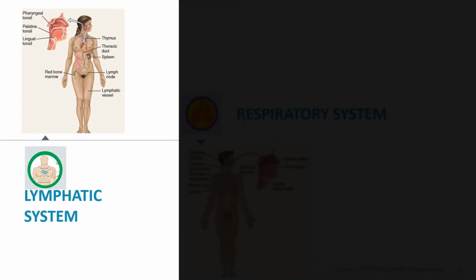The lymphatic system consists of a fluid called lymph, vessels called lymphatic vessels that transport the lymph, and a number of structures and organs containing lymphatic tissue such as the spleen, the thymus, the lymph nodes, tonsils, and red bone marrow. The lymphatic system has three primary functions.